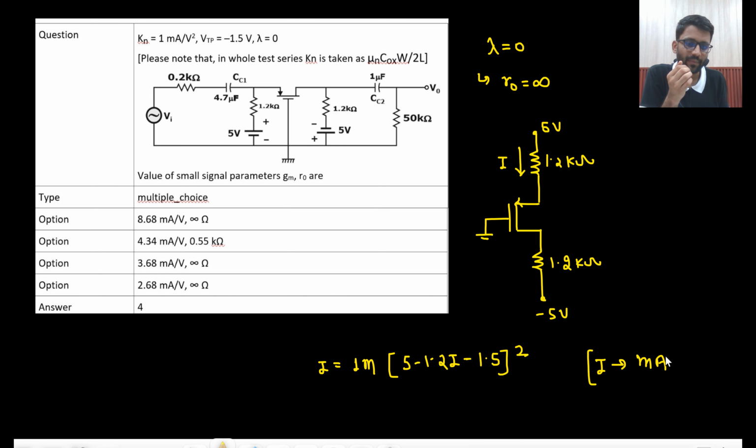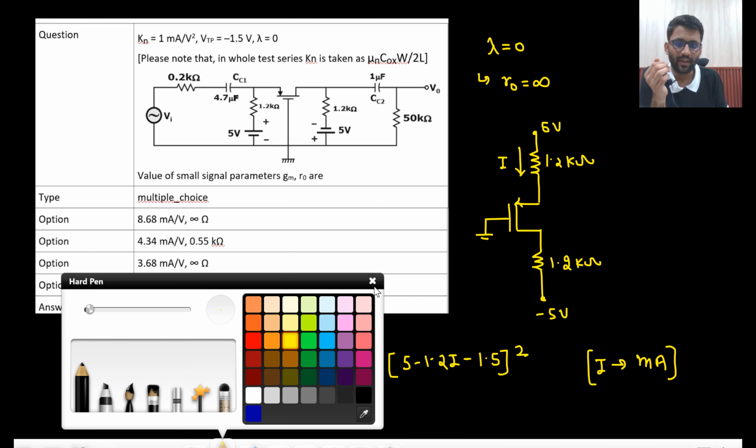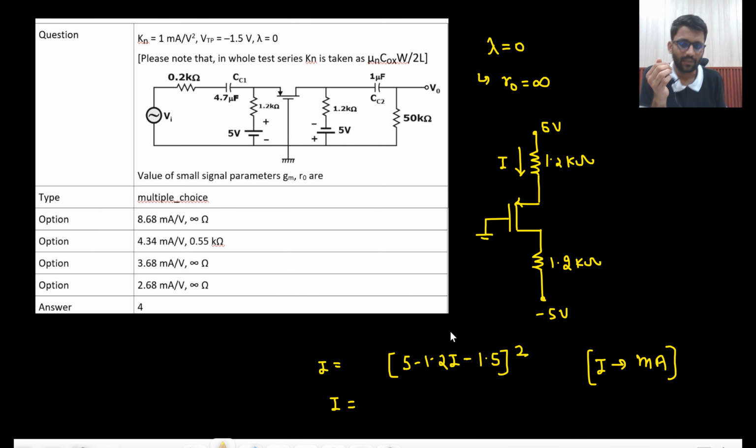Considering I to be in milliampere, I can remove this milli part from here. So this equation we will get from here. You can solve this equation and find the value of I. I have already calculated it. It is a bit of a complex calculation, but you should be able to solve it because we have already solved a lot of problems like that.